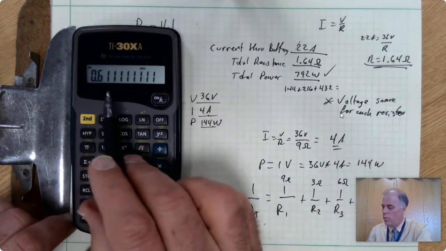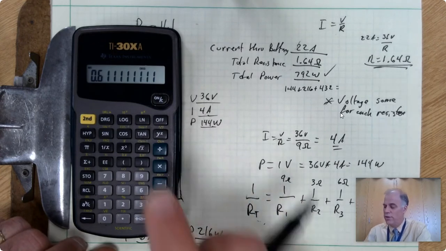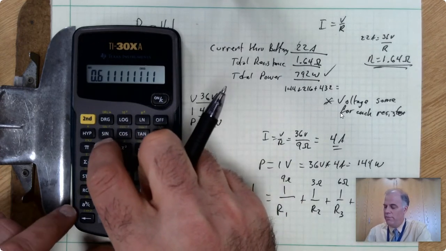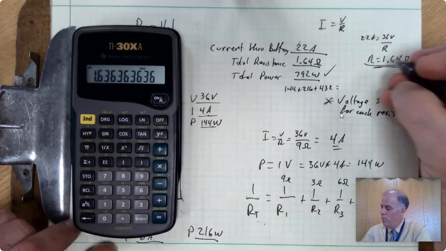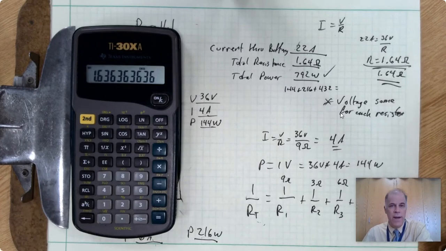So 0.611111 is the inverse of the total resistance. So we have to take the inverse of that, and we get 1.64 ohms. So we did it right.